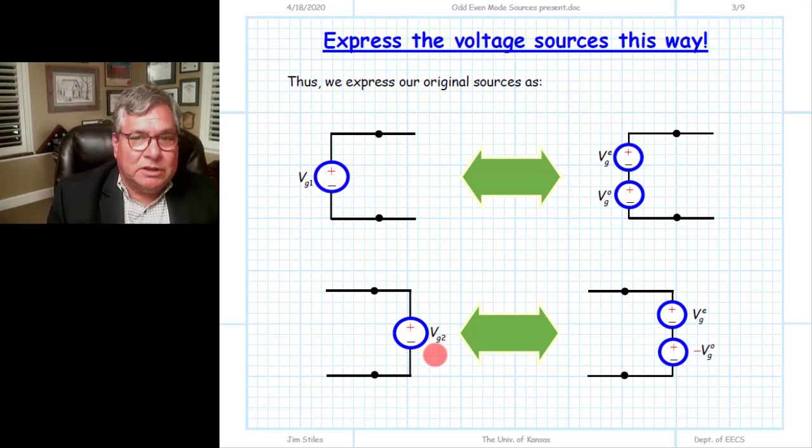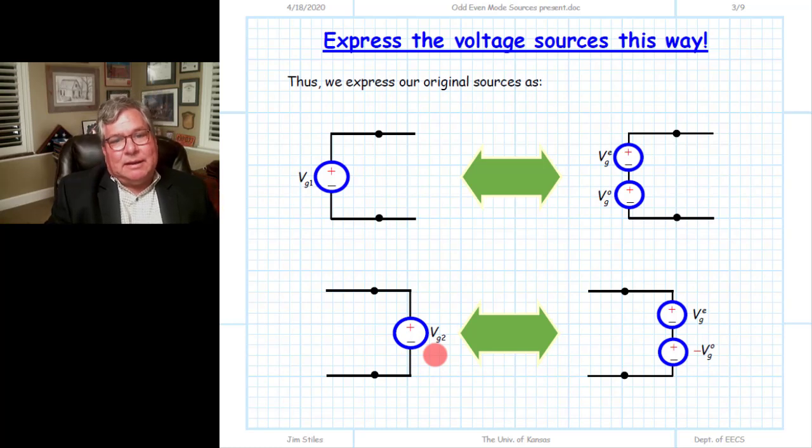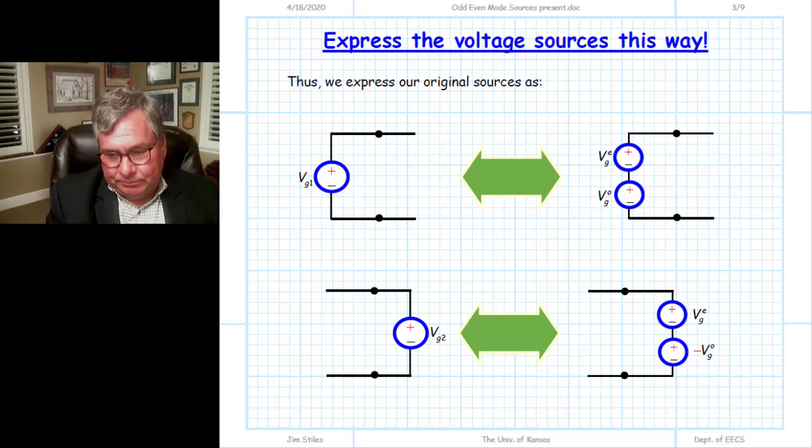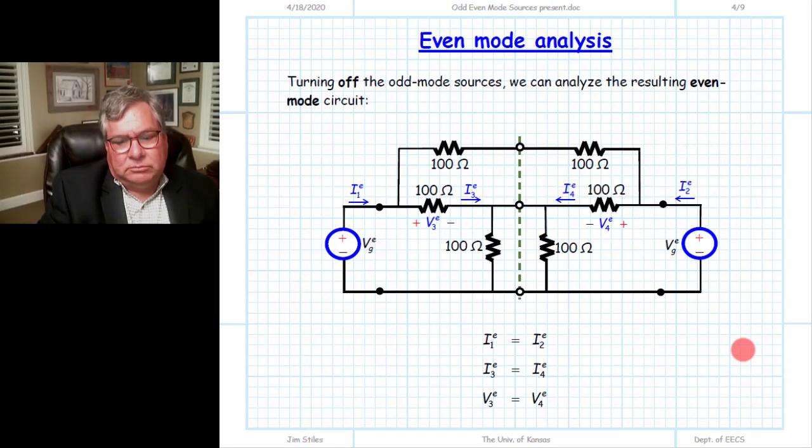So this is really the way you want to think about expressing your sources if you want to apply dissimilar sources to a two-port network that has a plane of bilateral symmetry. Now we just apply superposition. The first step is to turn off the odd mode sources, and we just have the same even mode source to the other side.